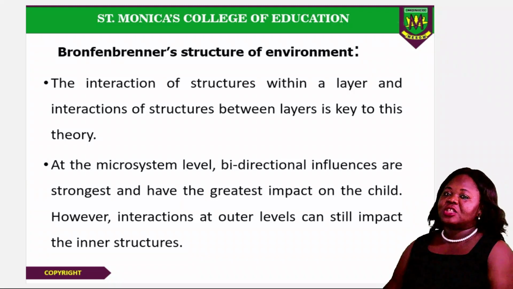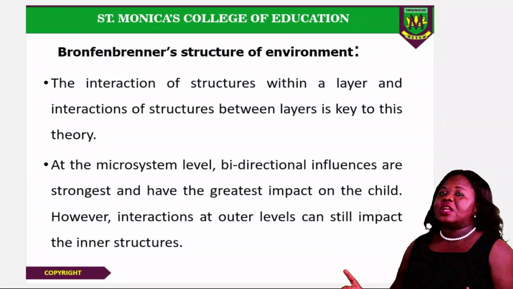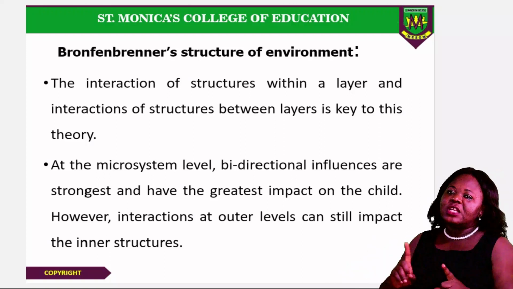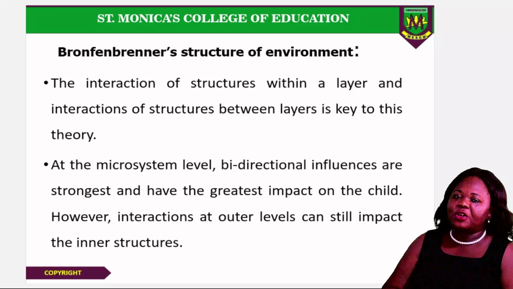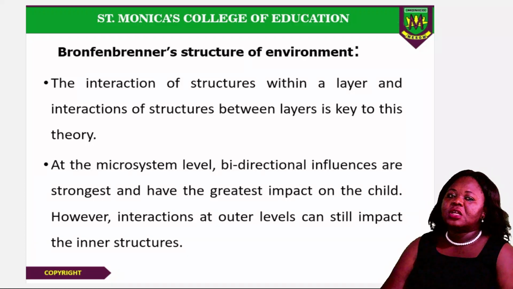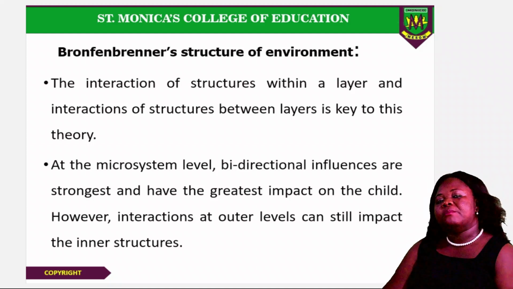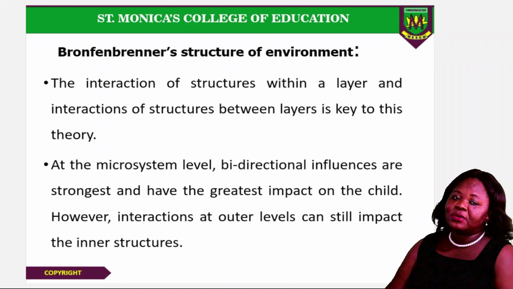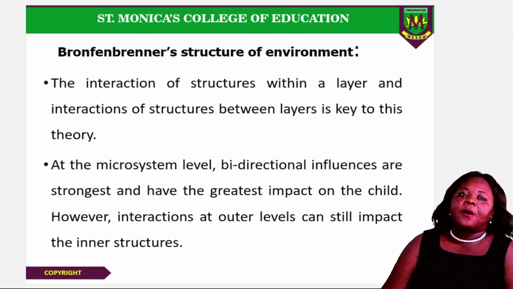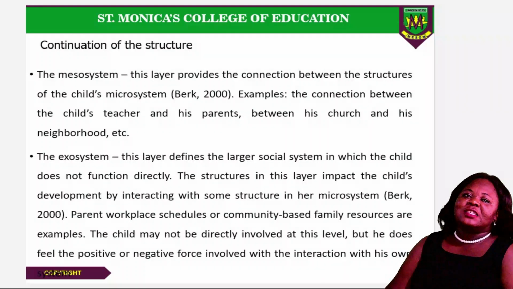So bidirectional, bi means what? 2. That is, we said towards the child and away from the child. And when it is towards the child or away from the child, it can make a very great impact on the child. And the interaction can also make a very good impact on the inner structures. And you know the inner structures we've talked about on the child and the environment as well. Now, the second level is the meso.